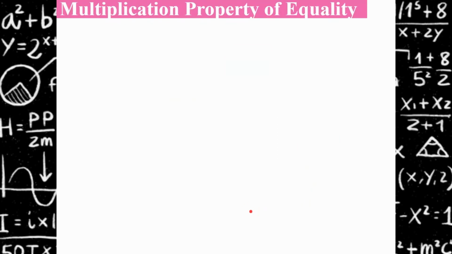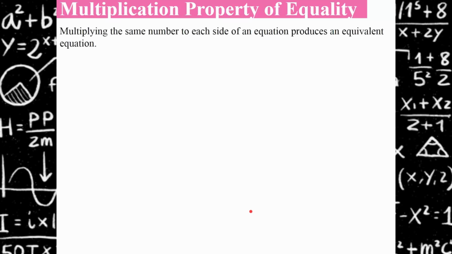Let's move on and talk about the multiplication property of equality, which states that multiplying the same number to each side of an equation produces an equivalent equation. So let's start with the equation x divided by 3 is equal to 4.